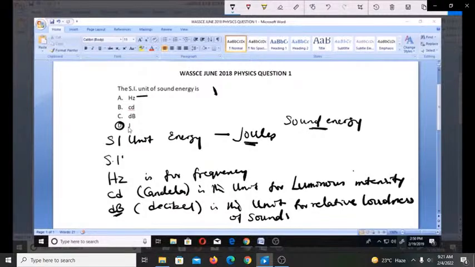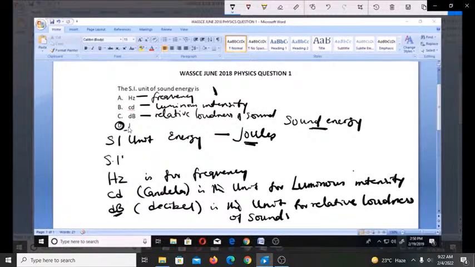So you can see this. Hertz is for frequency. Candela, CD, is for luminous intensity. Decibel, dB, is for relative loudness of sound. So take note. So the right answer is joules, which is the unit for energy, because energy is involved, and the type of energy we are looking at is sound energy.